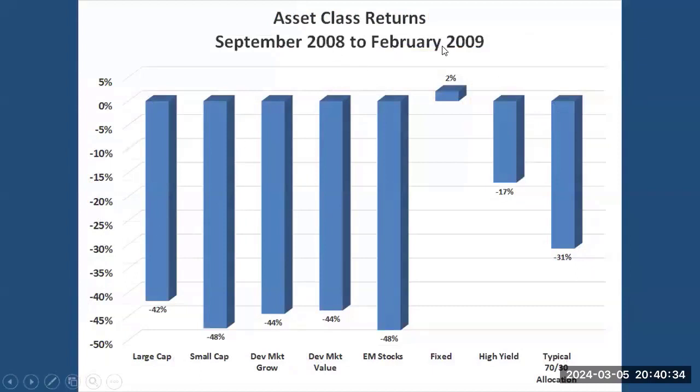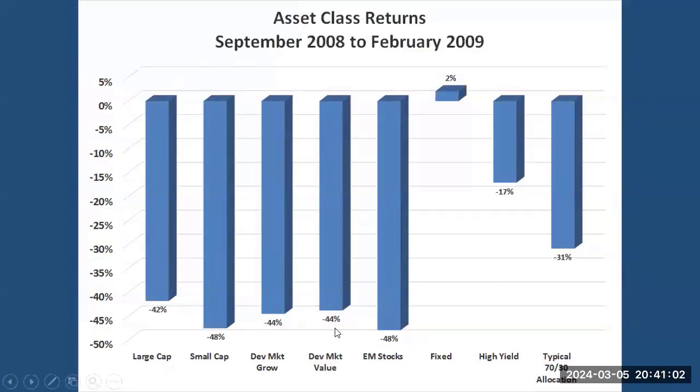Here's 2008. Large cap were down 42%, small cap down 48, developed down 44, emerging markets down 48. How did diversifying your stock portfolio help you? By asset class. What do you wish you had? Had it all in large cap, right? That would have been nice. That would have saved you 6% on the loss.